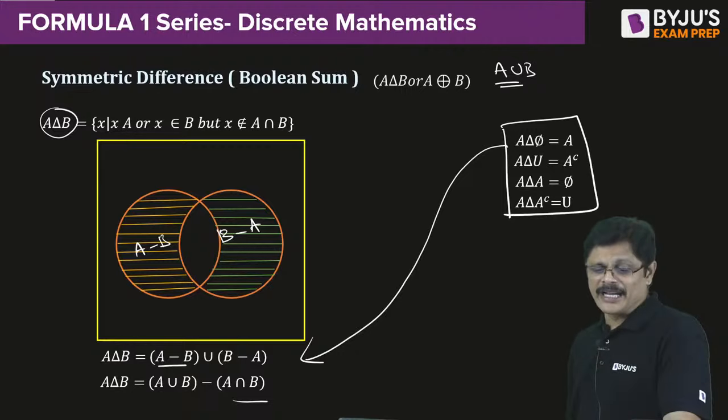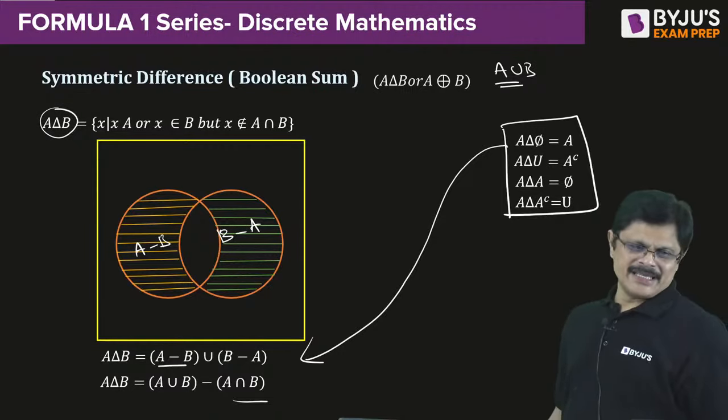Yes, Nishu Kumar, I have given that also. A union B minus A intersection B, also given that. Yes, sir. Very good, sir.